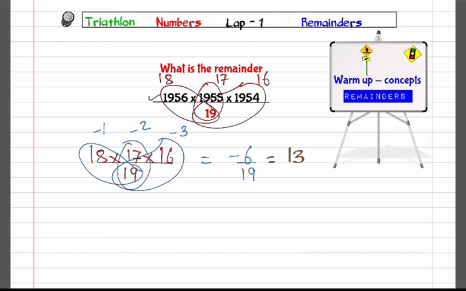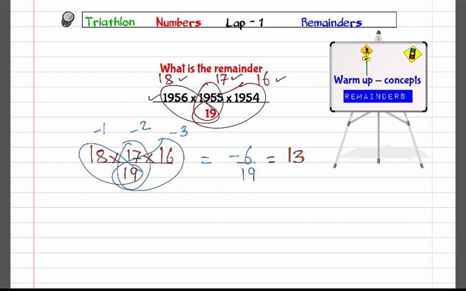1956 divided by 19, the remainder is 18. 1955 divided by 19, 17, since it is just 1 less than 1956. Then 1954 divided by 19, the remainder is 16. Now the problem is reduced to 18 into 17 into 16 divided by 19. Now this looks easy, right? I can just multiply the three numbers, divide by 19 and get the answer. But negative remainders make me solve this problem easily.